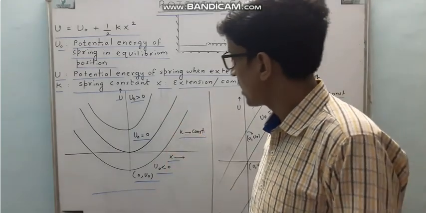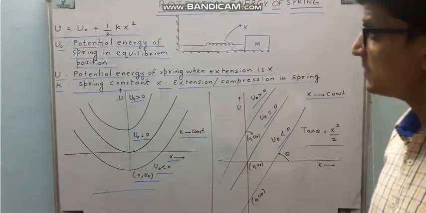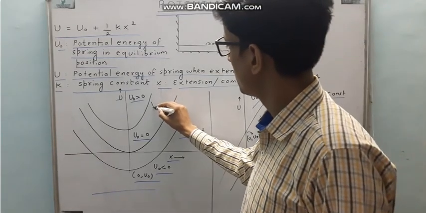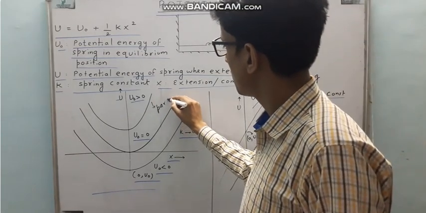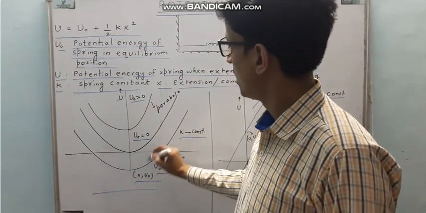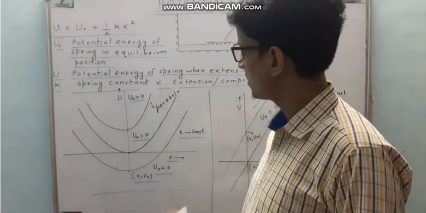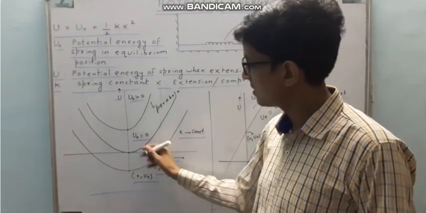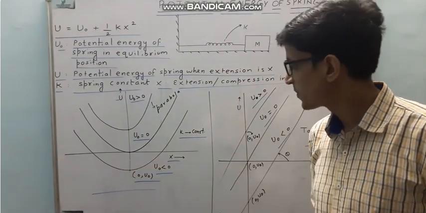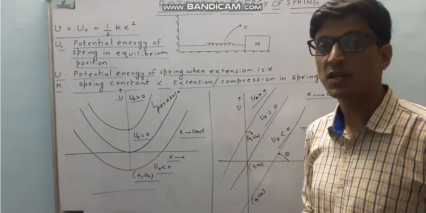The graph between U and x at constant K will be a parabola, as you can see from here. Three cases are possible. If U0 is positive, the vertex will be here. If U0 is 0, it will cross the origin. If U0 is negative, it will cut the U-axis at this point. In this way you can draw the graph.